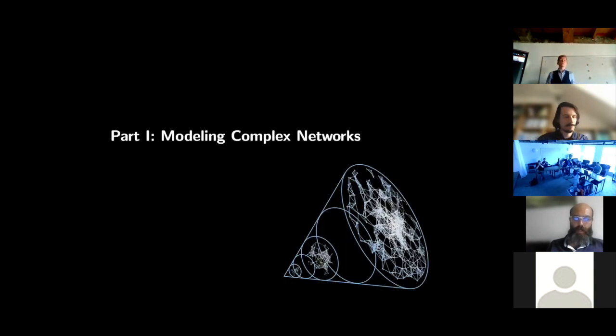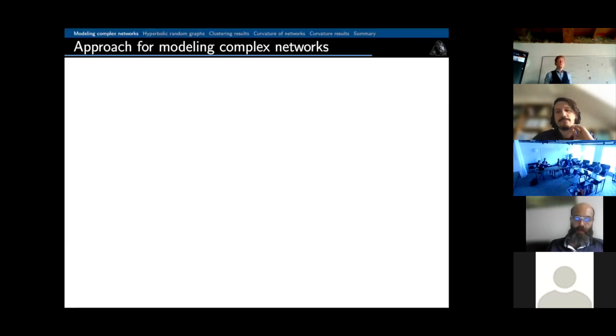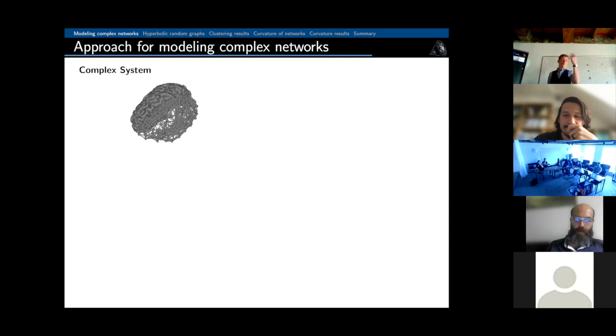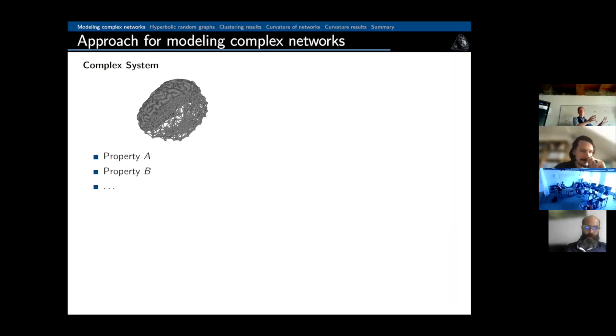Okay, so the first part is on using geometry to model complex networks. Here I just have to give you a bit of a flavor of the type of approach that we use in this modeling. The idea is that you're given some complex system, and this system has certain properties. These properties are deemed to be important from a domain specialist point of view. There are domain specialists that come with this complex system, they study it and they say, well, this network has certain properties that we really think are defining the system.